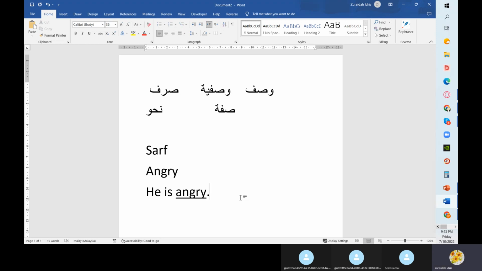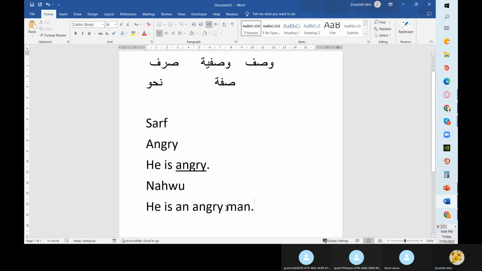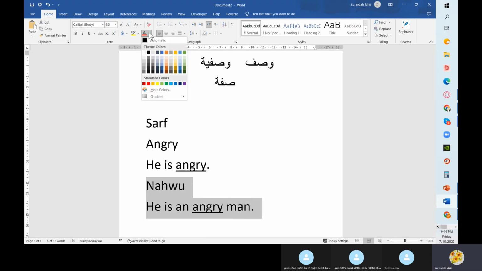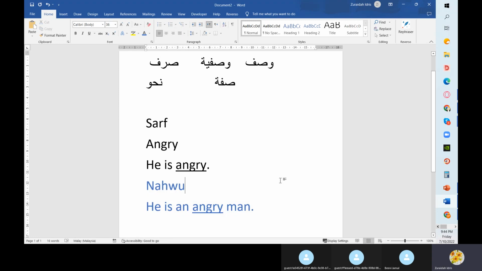But when you say something like this in Nahu, he is an angry man, angry here is a sifa of man. It's tied to something. A sifa must have a mausuf, the thing that it's describing, when you do it in Nahu. So in Nahu, you must have mausuf and sifa. You cannot have sifa by itself. It must be describing something.